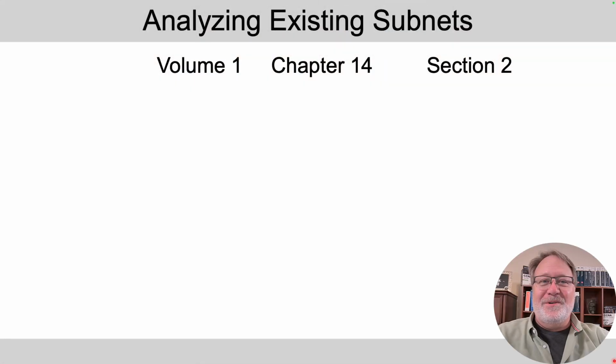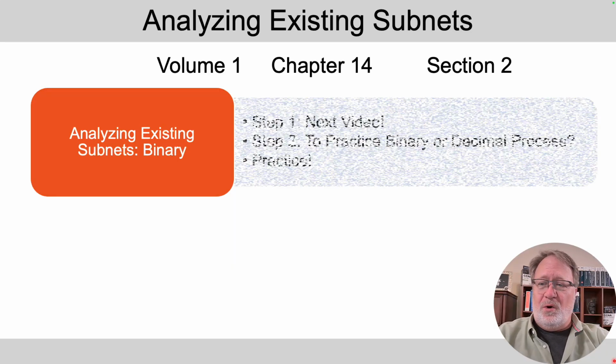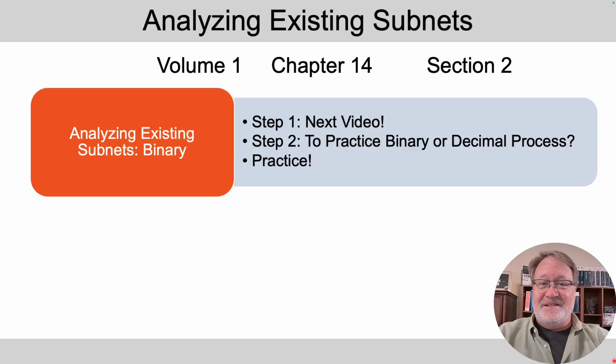All right, study group, here we are in chapter 14 in the book, chapter 14 in the course, if you will. And we're talking about the binary process to analyze subnets and find those 4 key facts. Your next step, go watch the next video and see how to find the same facts with decimal math. Then once you've seen that, you can think about, do you want to practice? Do you want to get good? Do you want to get fast for the exam using the binary process or the decimal process? And then practice that one. All right, but you shouldn't be practicing both.